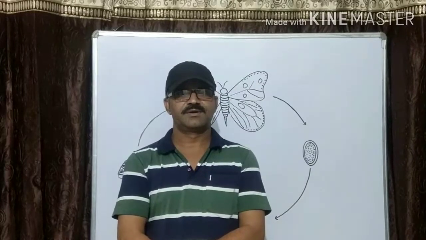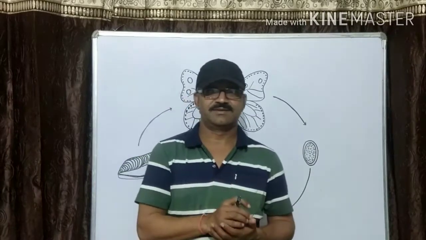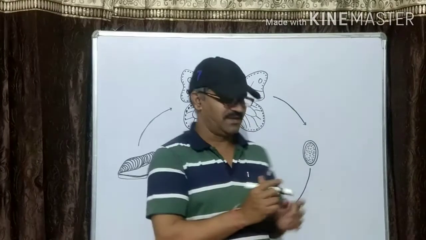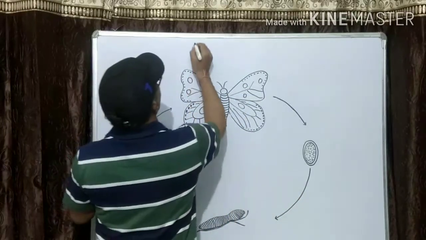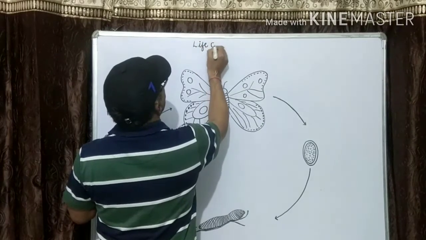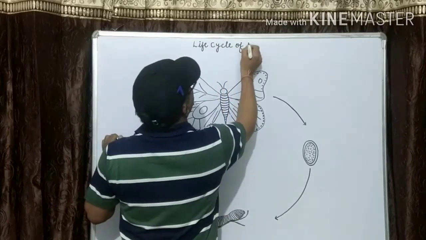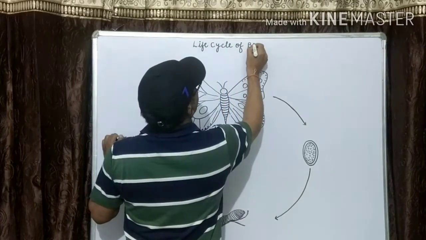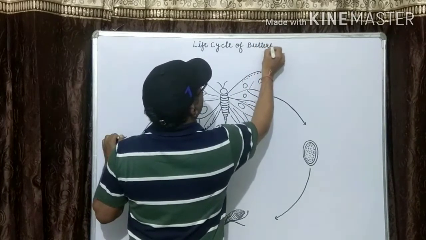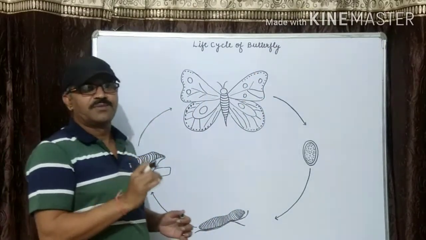Afternoon, everyone. Our chapter topic is life cycles. So today we will discuss the life cycle of a butterfly. There are four stages in the life cycle of a butterfly.